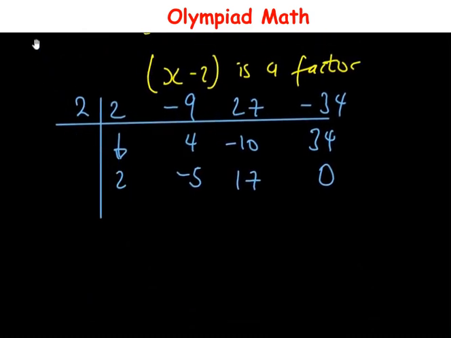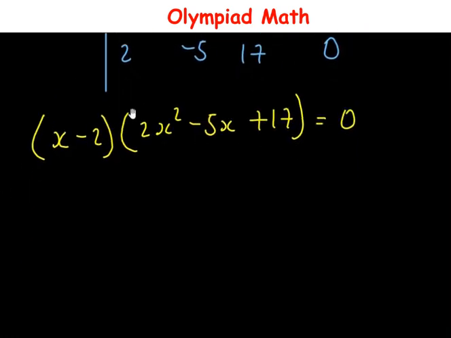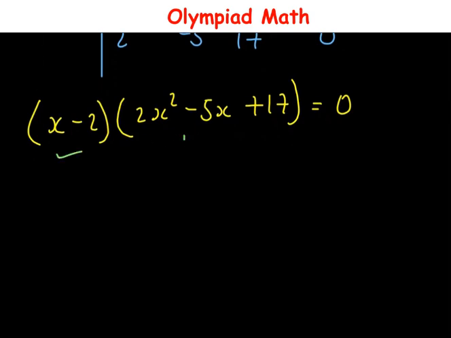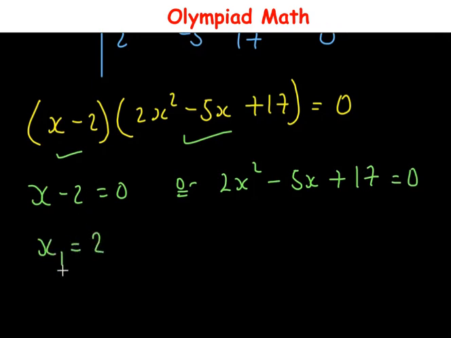So the other factor, apart from x minus 2, is 2x squared minus 5x plus 17, and this equals 0. With this, we are going to equate each factor to 0. So x minus 2 equals 0, or 2x squared minus 5x plus 17 equals 0. From this, x is equal to positive 2. So we have the first solution of x.